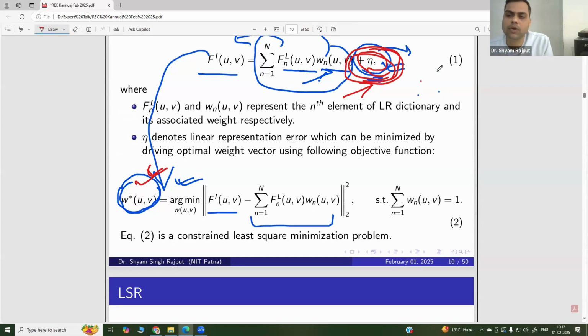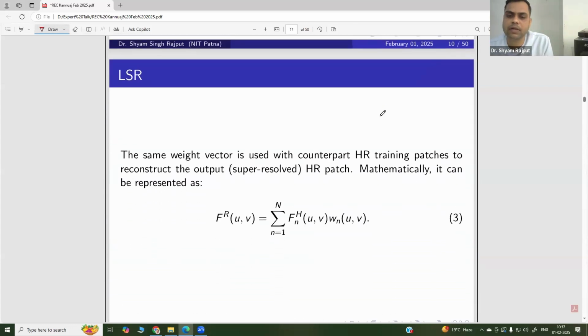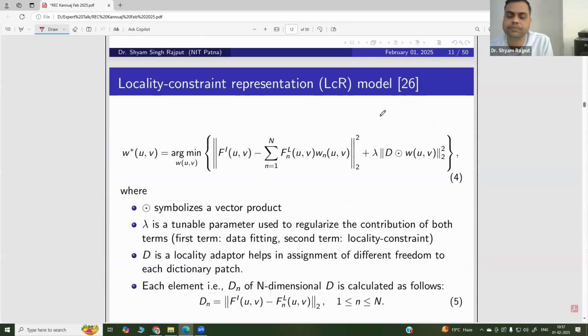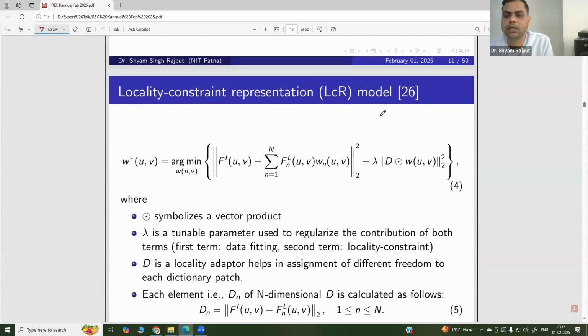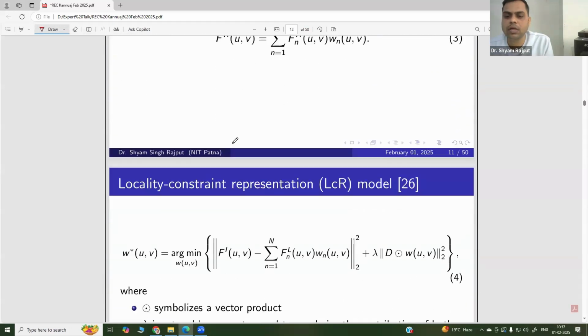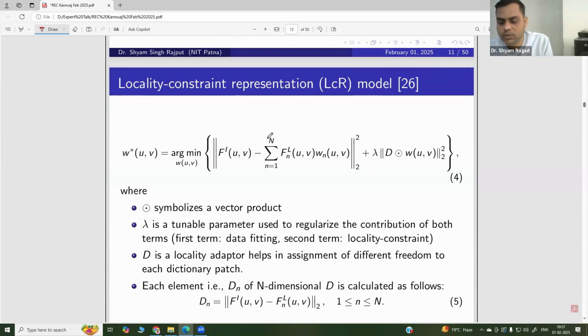So to overcome this problem, the next paper that was published, I will come back to this part also. The next paper was published in 2014 by Jiang et al. in the IEEE Transactions on Multimedia. So what they did, apart from this term, they added one more term in the objective function.